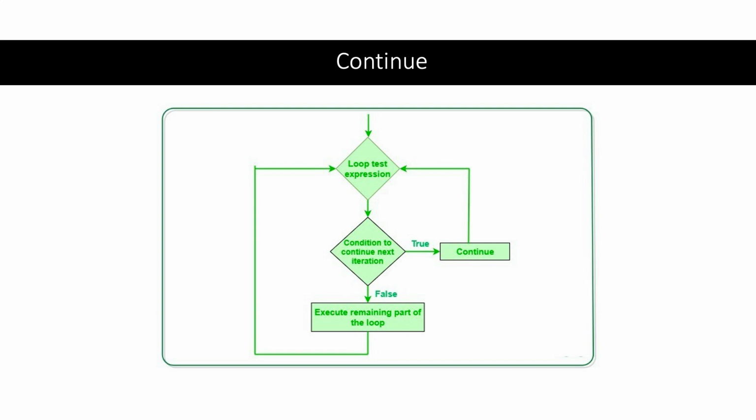This is particularly useful when we want to bypass certain parts of the loop under specific conditions without exiting the loop entirely, which helps to allow for more precise control of loop execution flow.